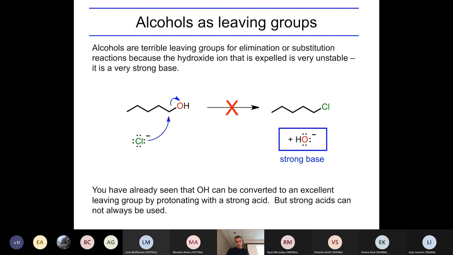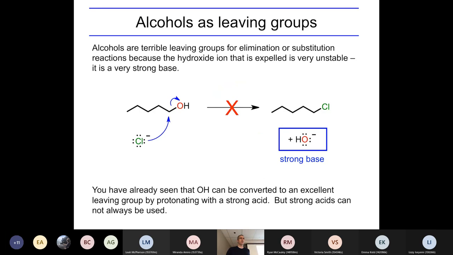Now, why would you want to turn an alcohol into a Br anyway? Well, Br is a good leaving group, right? So if Br is a good leaving group, by substituting an OH for a Br, you can then do substitution reactions, SN2, elimination, whatever. We can do all these other reactions that we've already kind of figured out that alkyl halides can do.